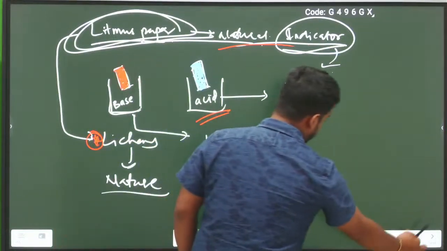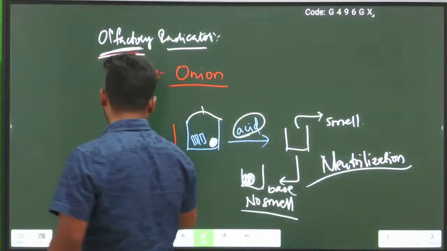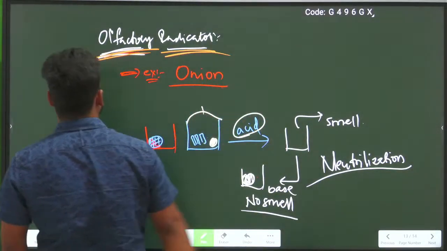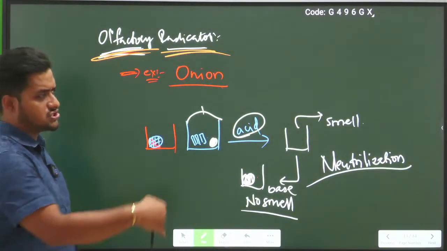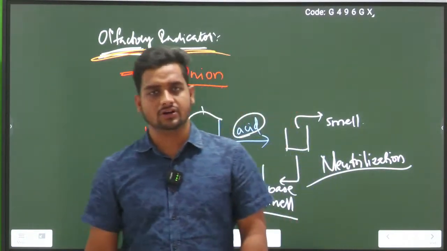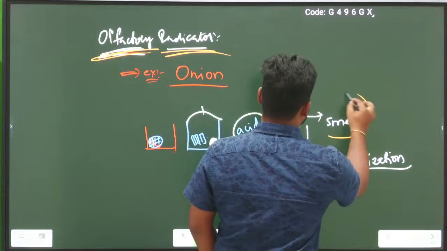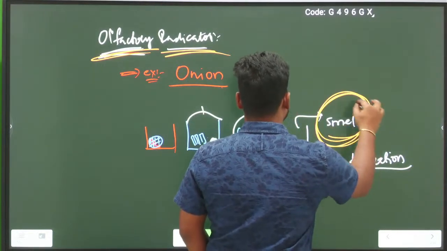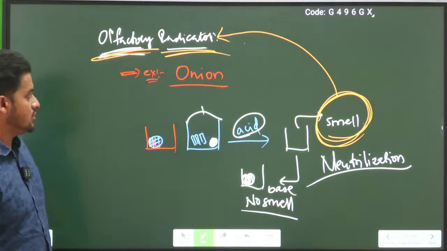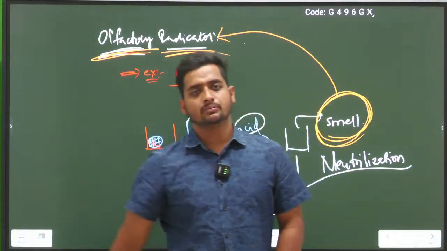Understood this point? Next one is olfactory indicators. If any substance, whether a base or an acid, reacts with an indicator and gives some type of smell, we detect it by using the smell only. If we get a smell, then they are called olfactory indicators. If you are getting any type of smell, then you can say whether it is an acid or a base.